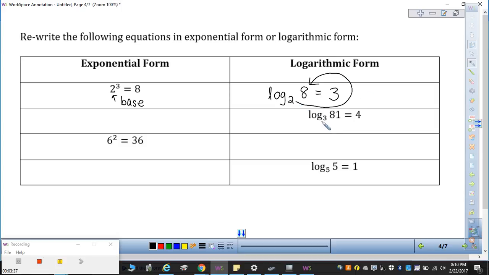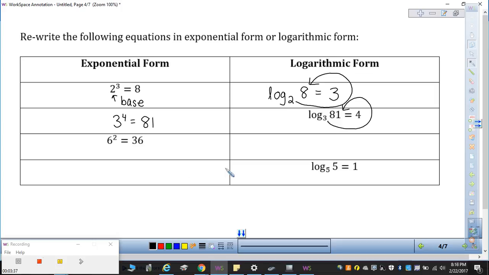If we wanted to write log base 3 of 81 equals 4, we could say it's 3 to the fourth power equals 81. And that one may sound familiar. We know that that is a true statement. Take a moment to try the next two on your own. I want you to pause the video, fill in your charts, and restart the video when you're ready.